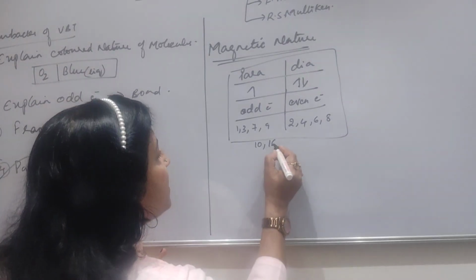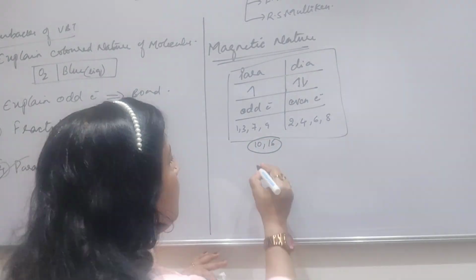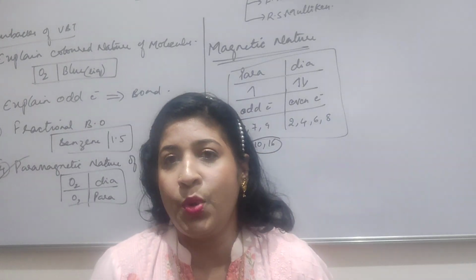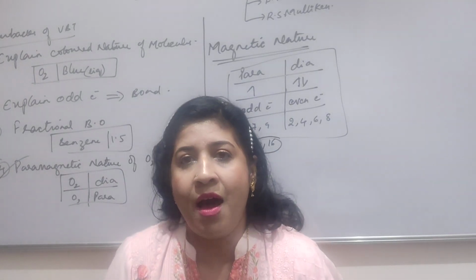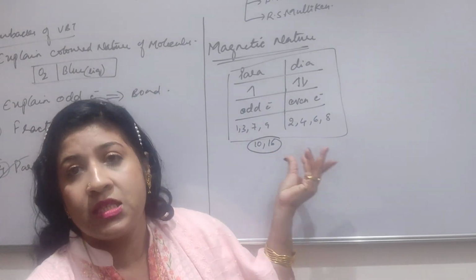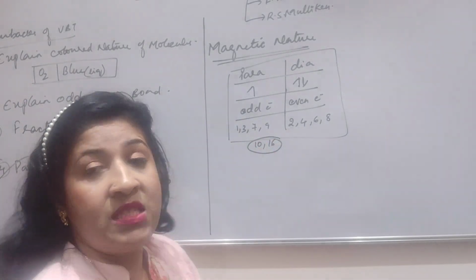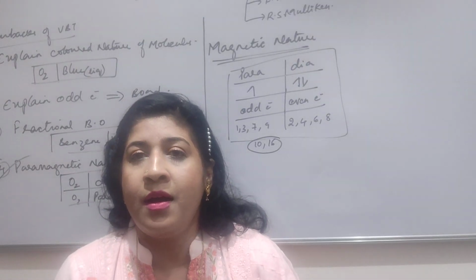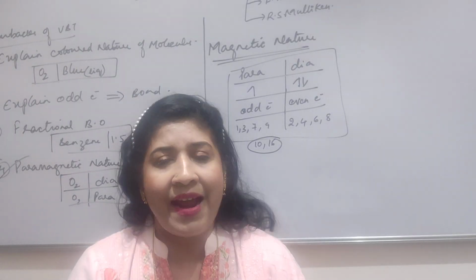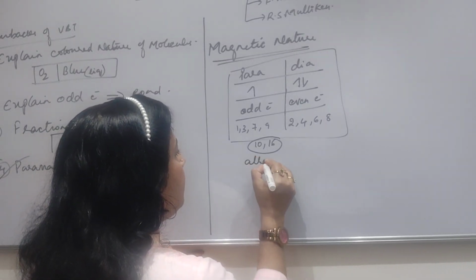But we know experimentally that the boron and the oxygen molecule are paramagnetic in nature. So how exactly are 10 and 16 paramagnetic? However, what is paramagnetic? Paramagnetism is where the electrons get attracted in the magnetic field. So attraction takes place here.